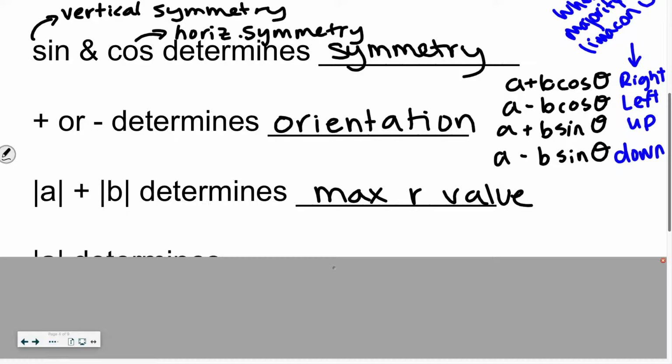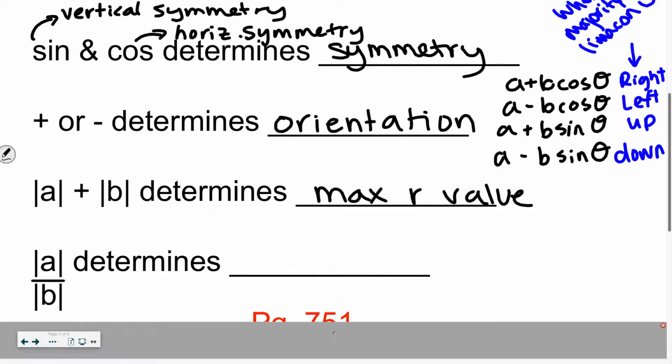And then we'll also look at the ratio for the absolute value of a over b, and this is going to determine the shape of your limaçon, or you could also think about it like the type of limaçon. So within the limaçon, there are 4 different shapes that can occur.